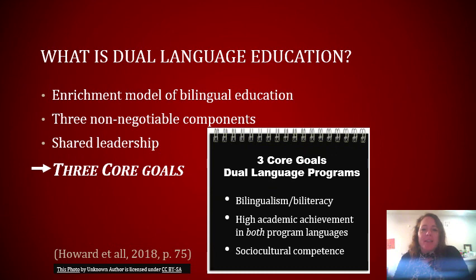Dual language has three core goals. The first one is bilingualism or biliteracy. The second goal is high level of academic achievement in both languages. And the third goal is sociocultural competence.